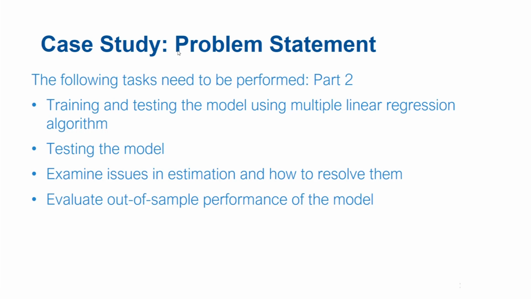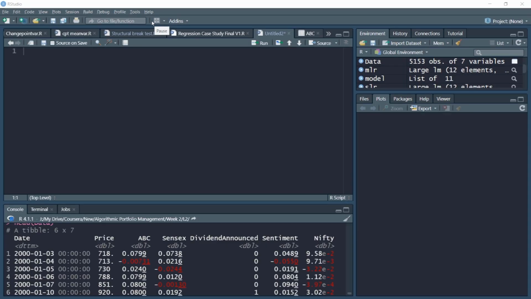To summarize this video, we discussed the problem statement that will be implemented through R programming. In this video, we'll start with our implementation of ABC case study regression problem. We'll start with the ABC case study problem. We'll conduct the following steps.